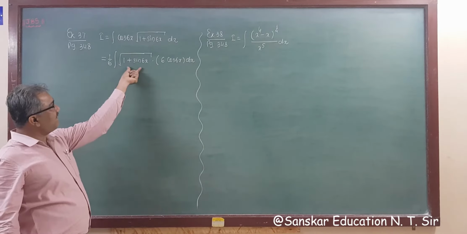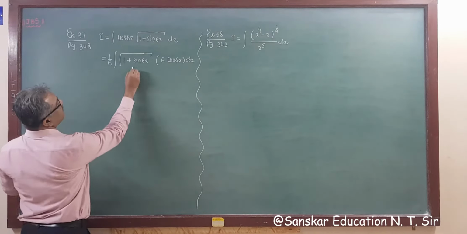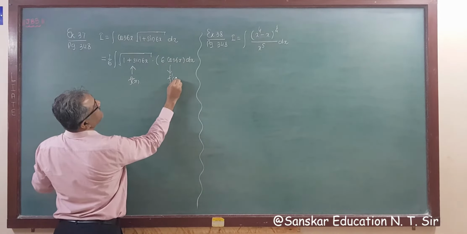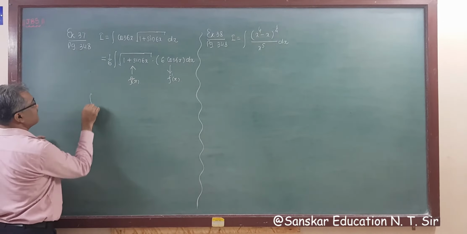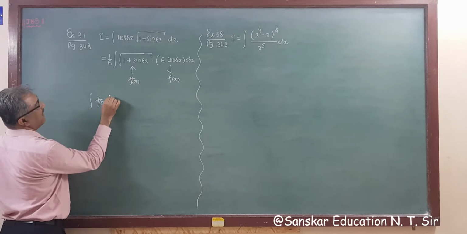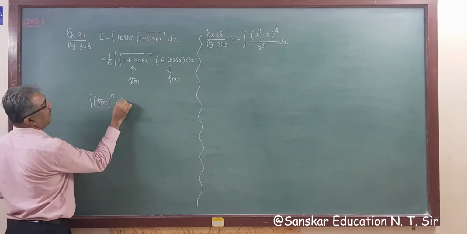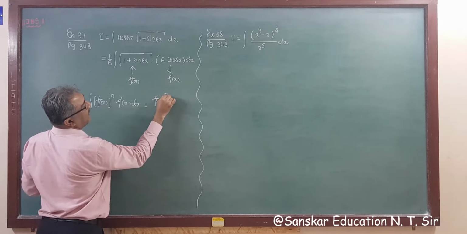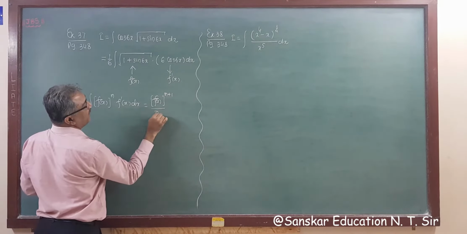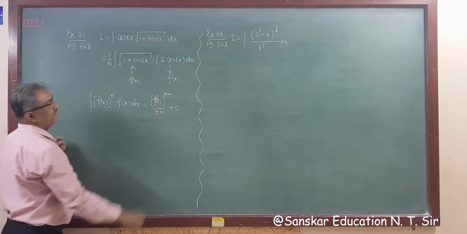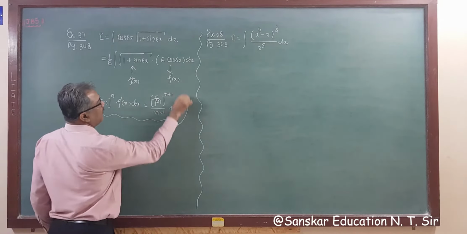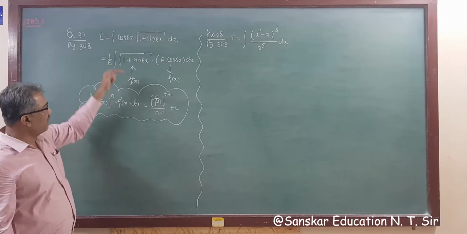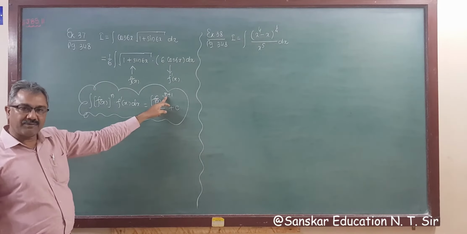So if we assume this is f(x), then this is f dash x. A nice question for MCQ. Applying integration, the integral of f(x) raised to n into f dash x dx is equal to f(x) raised to n plus 1 whole upon n plus 1, plus c, this formula. So applying this formula, what do we get? This is f(x) raised to half, and you have to increase the power of f(x) by 1.